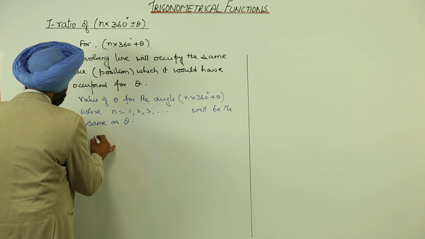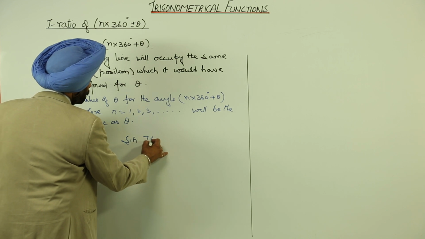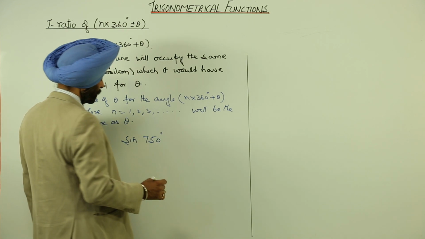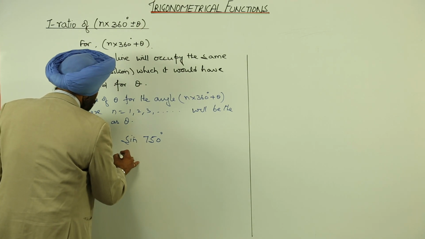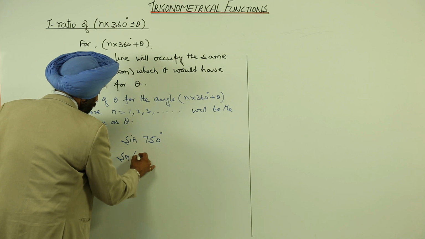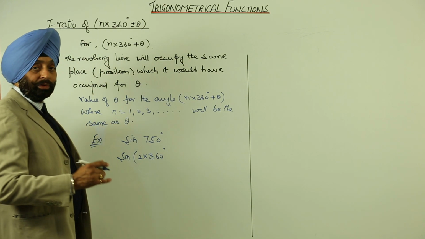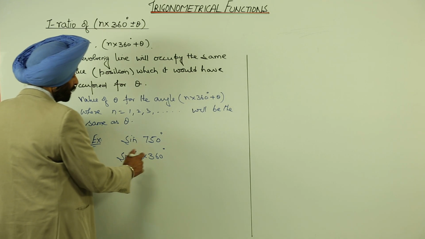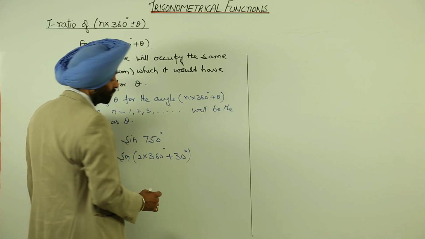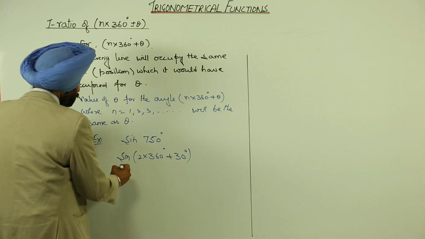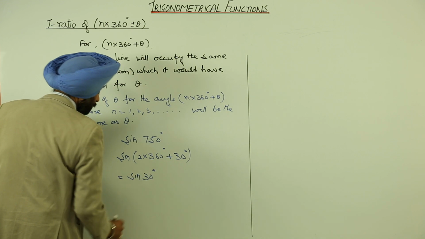Now for example, suppose we are having sine 750 degree. Now for sine 750 degree, what can we write? We can write sine of 2 times 360, because 2 times 360 makes 720. So 2 times 360 is 720 and 720 plus 30 is 750. Okay. So this becomes what? This becomes sine 30 degree.